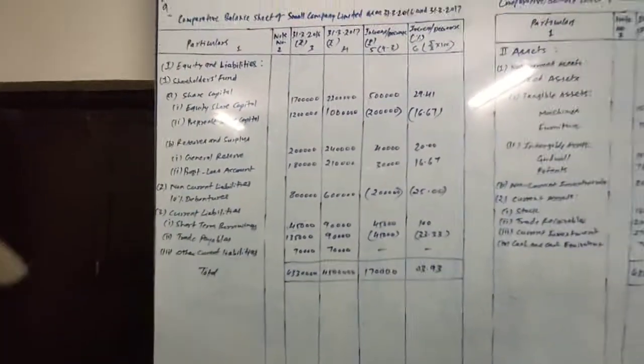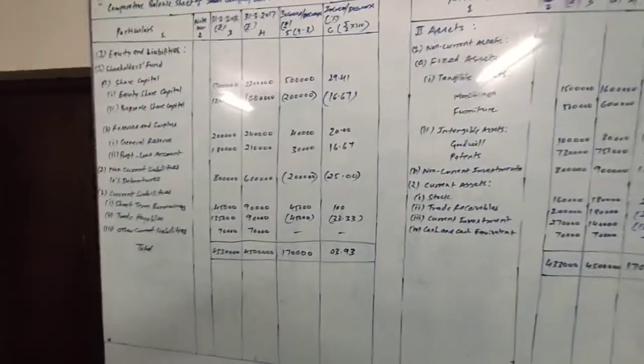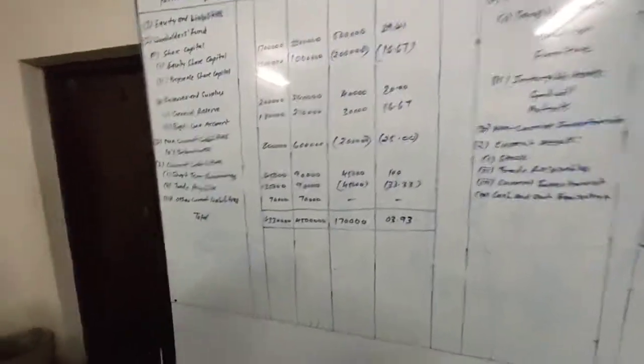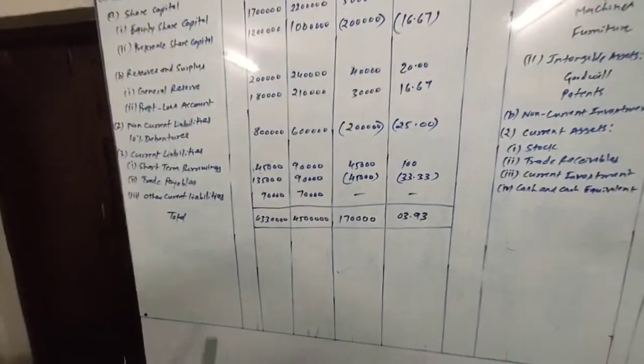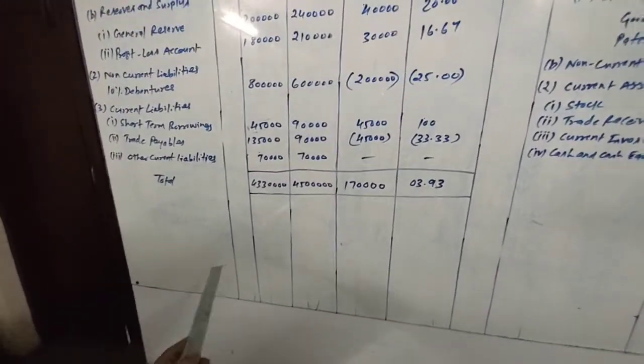Now we will consider the asset side. So asset side is on page 2. You may continue on the same page. Here the space is there, but I am continuing on second page. You may continue on the same page for the asset.